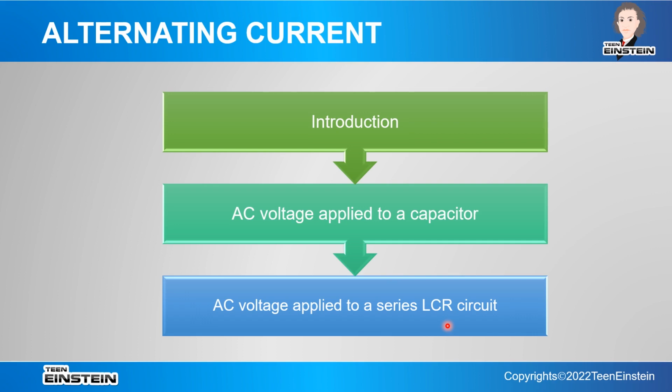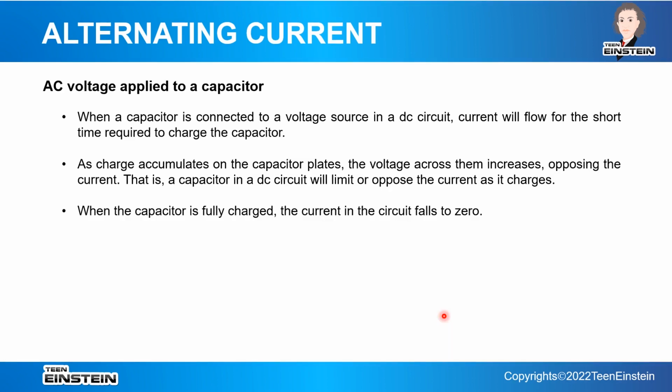In this lecture, we will talk about what happens in a circuit which has a capacitor when you apply an AC voltage, and similarly what happens when the circuit consists of an LCR circuit. LCR means inductance, capacitance and resistance. When all three of these are combined, what happens when you apply an alternating voltage to the circuit? Let's begin. The first thing is, what happens when you apply an AC voltage to a capacitor?